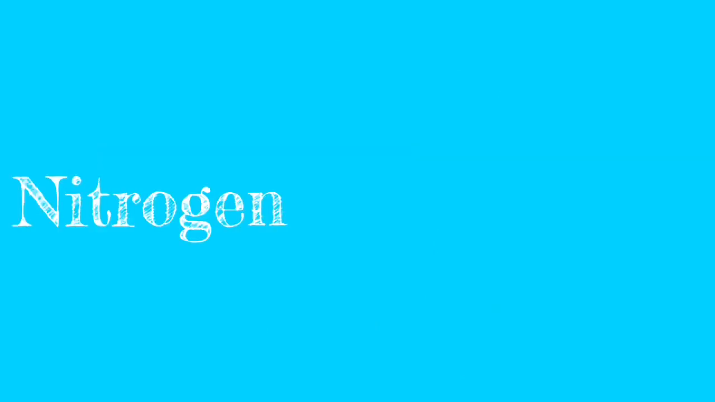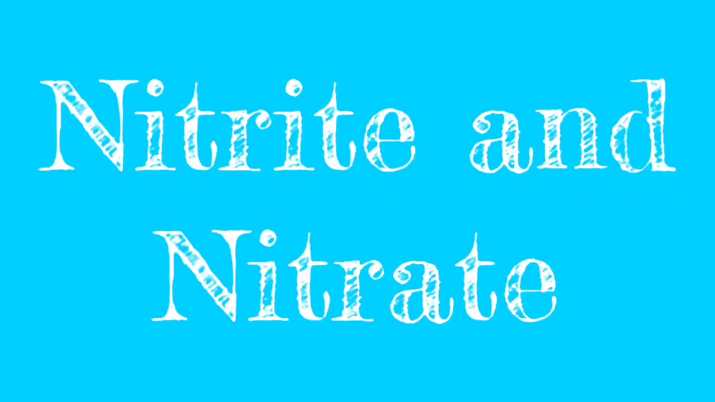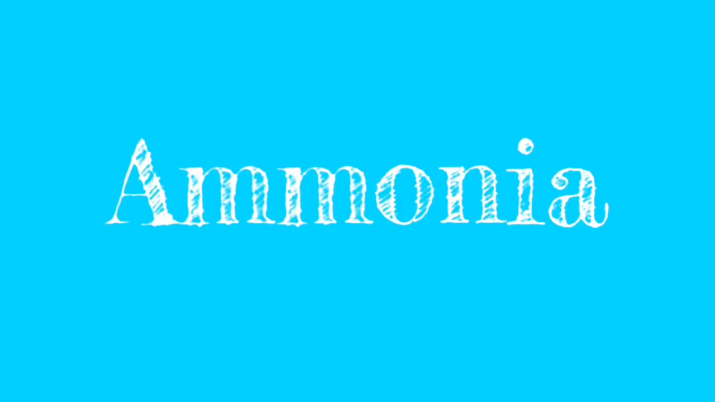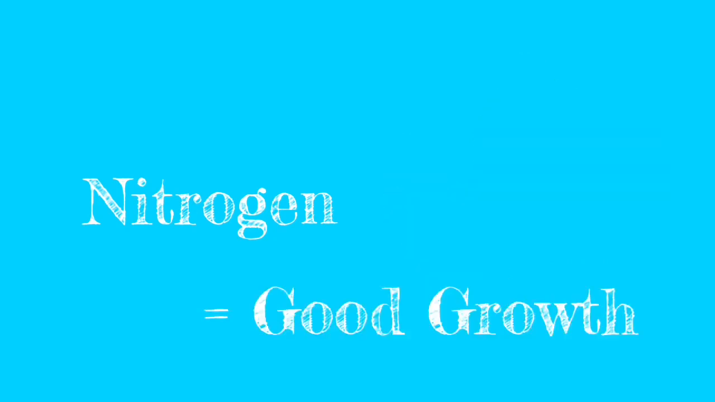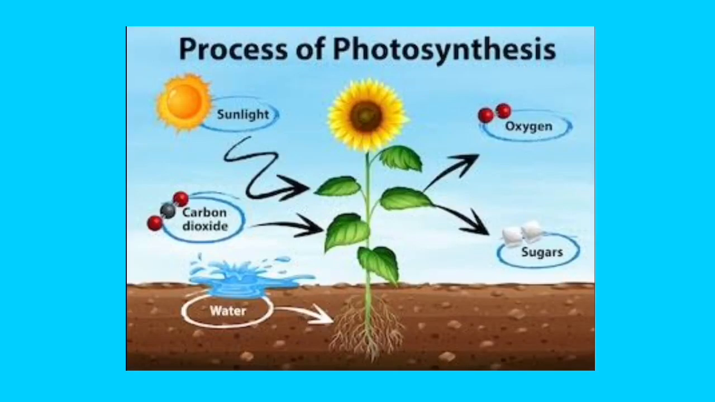Well, let me tell you a fact. Nitrogen can be converted into a nitric acid, such as nitrite and nitrate. Once they are converted into that, the nitric acids can be converted into amoeba. And amoeba is a fertilizer for the plant. Understood? Therefore, nitrogen is necessary for the good growth and development of the plant. So here is a small diagram of the process of photosynthesis.